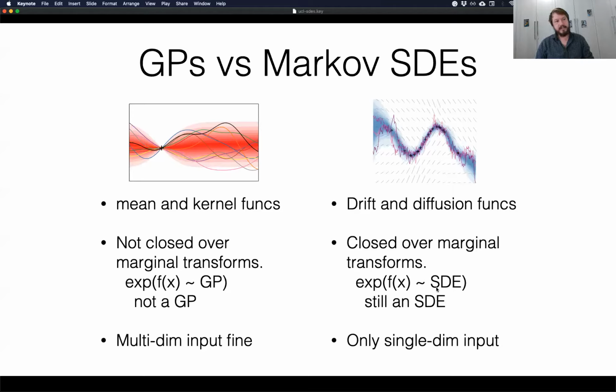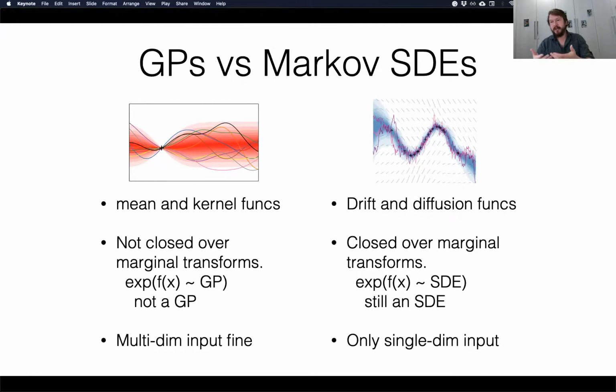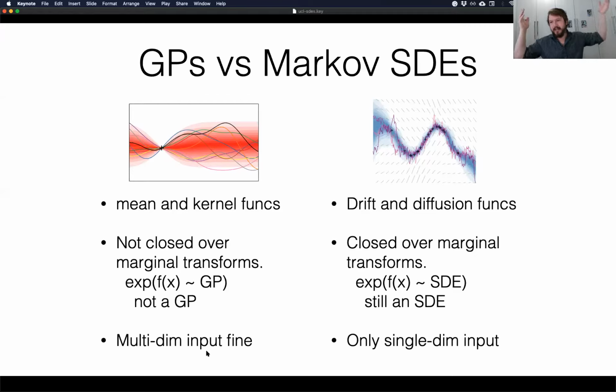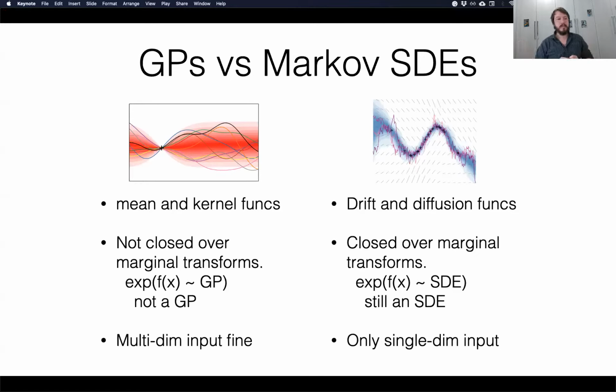But with SDEs, by Ito's lemma, if I know the drift and diffusion for this function, I can write down the drift and diffusion function for the exp of that function, or any differentiable nice transform. So it's closed under more of the transformations that we normally want to do than GPs. However, GPs can work on spatial data, or as many input dimensions as you want, whereas these Markov SDEs only make sense, or are only efficient, in one time dimension. Although the state again can be 1,000 or 1,000,000 dimensional.